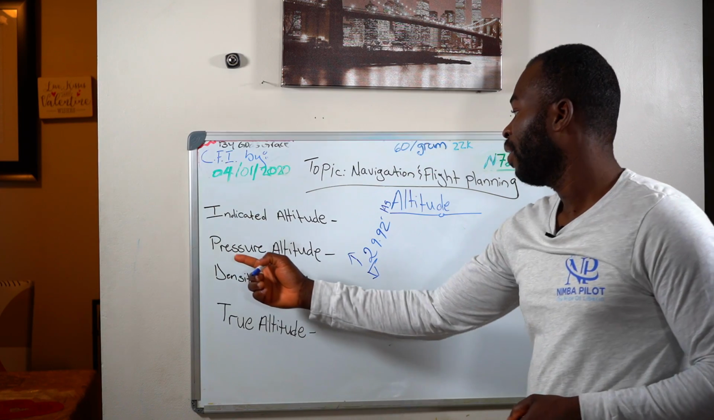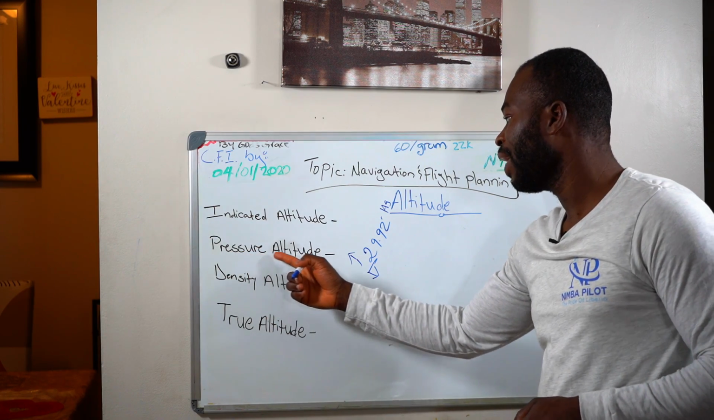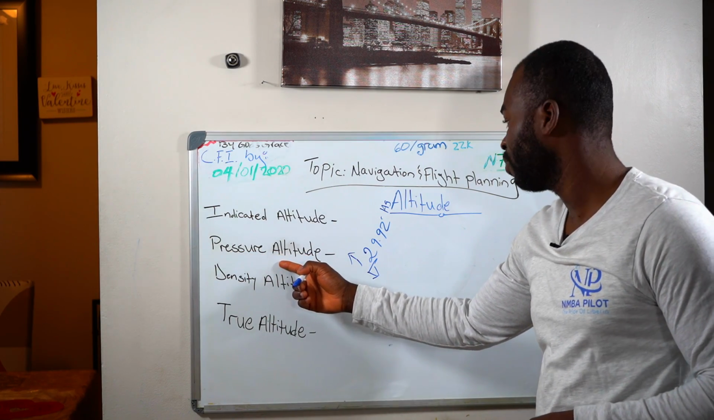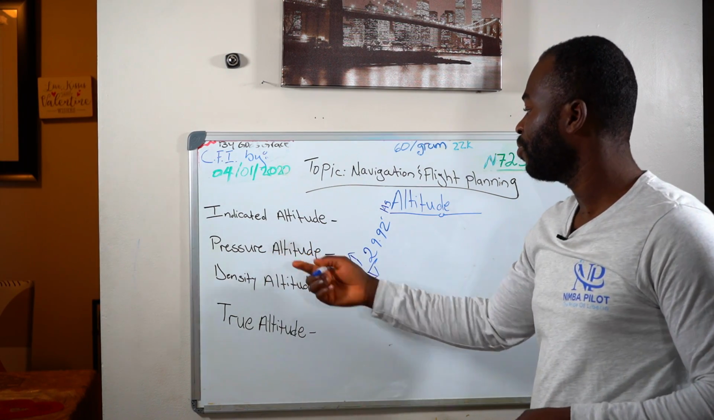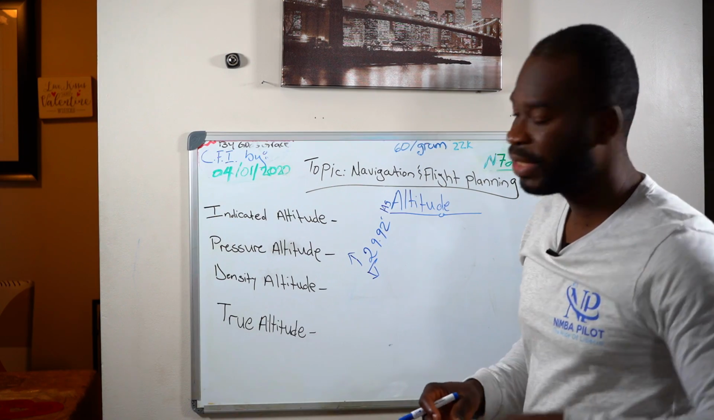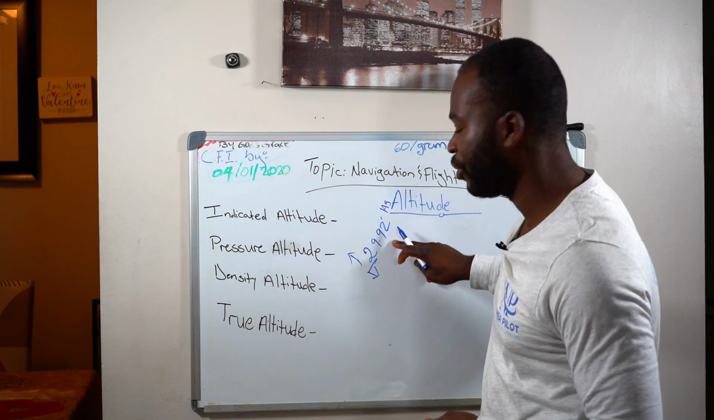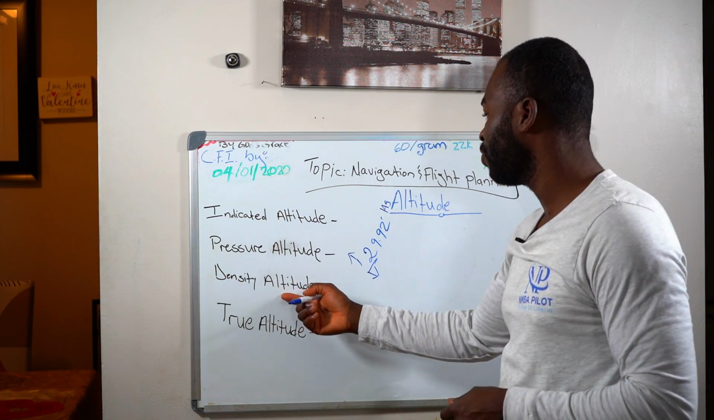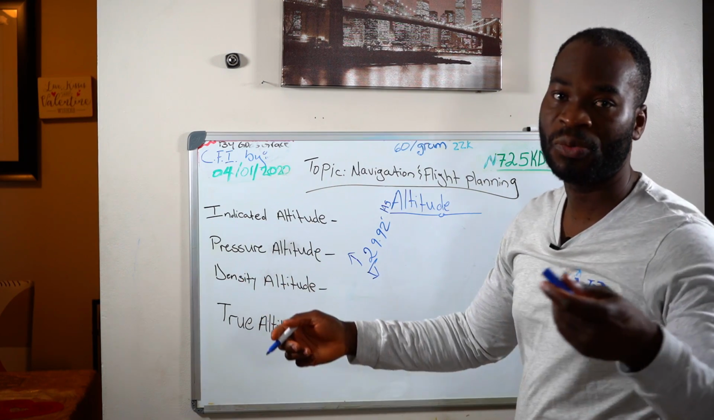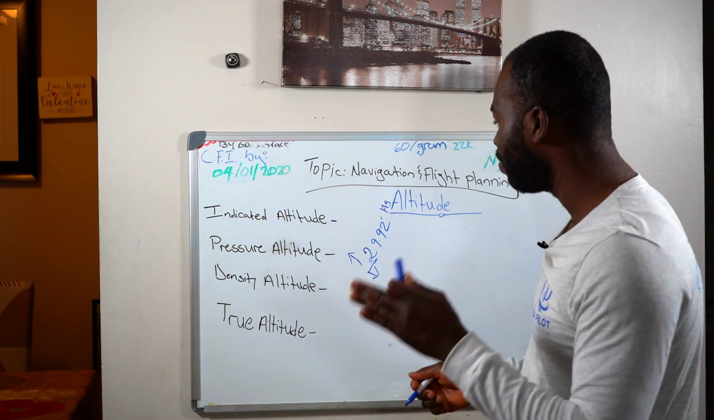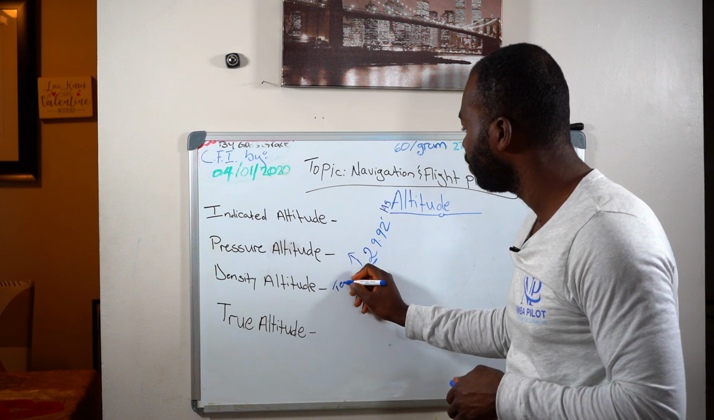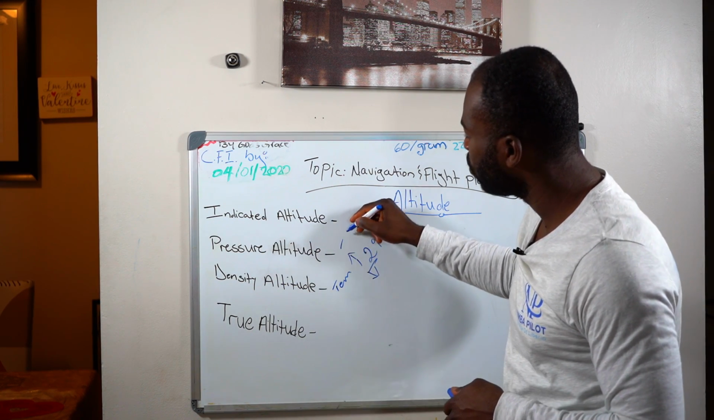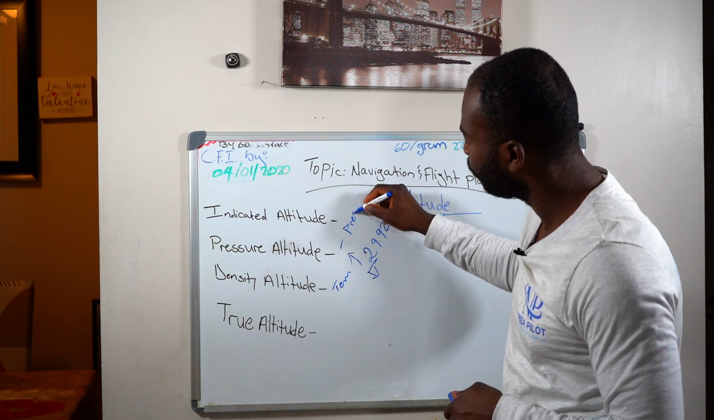Now, again, don't be confused. Pressure altitude deals with correction on pressure. So pressure altitude is pressure corrected for non-standard pressure. Density altitude is pressure altitude corrected for non-standard temperature. So density has to do with temperature, and this has to do with pressure. Okay.